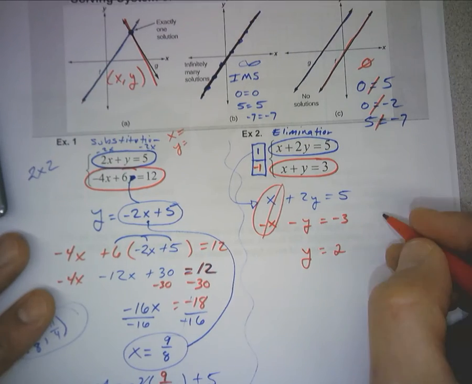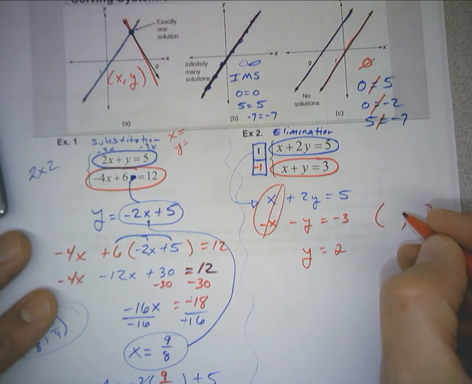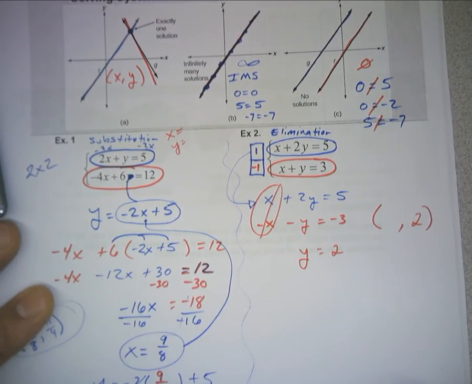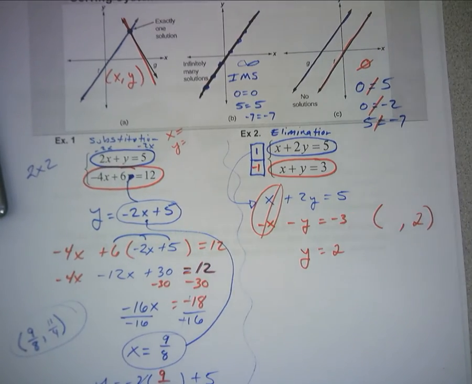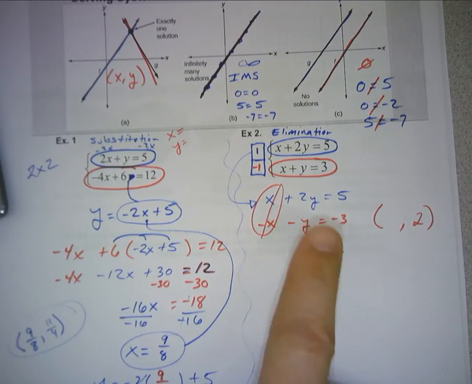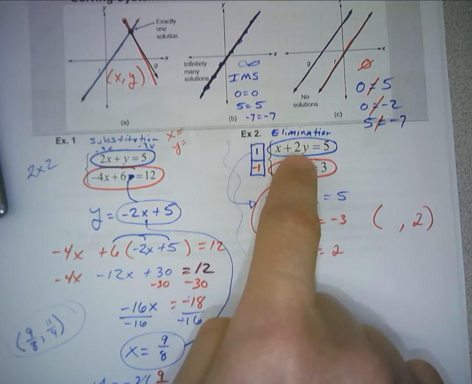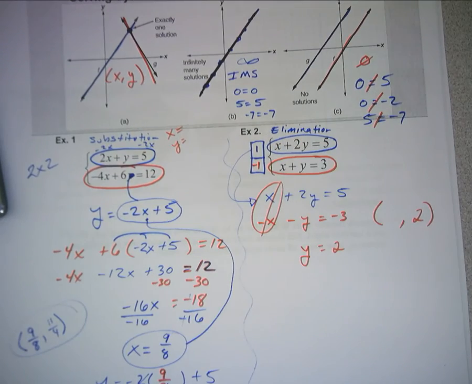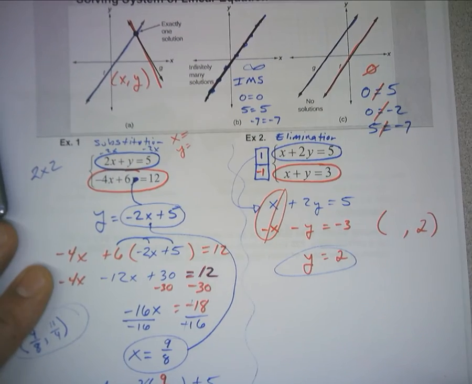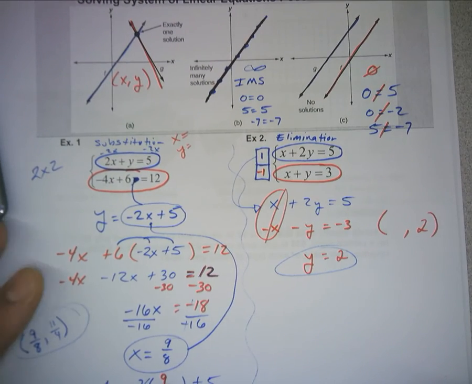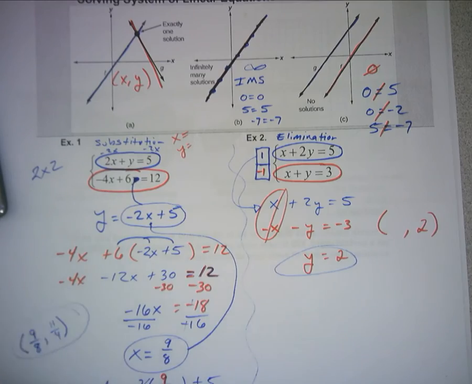Look at how easy that was, right? So we got x comma y. We know our y value is 2. We need to find the x value. It doesn't matter which one you plug it into. You can plug it into the top, you can plug it into the bottom, wherever you want. Where do you guys want to plug it into? The bottom one.